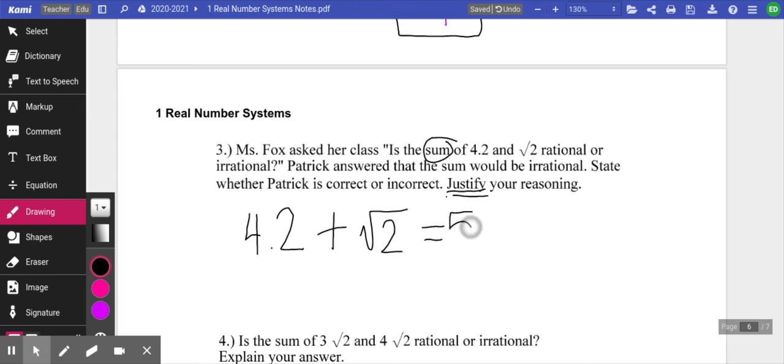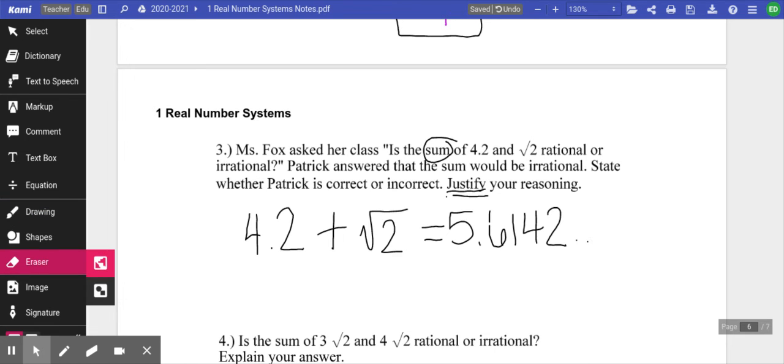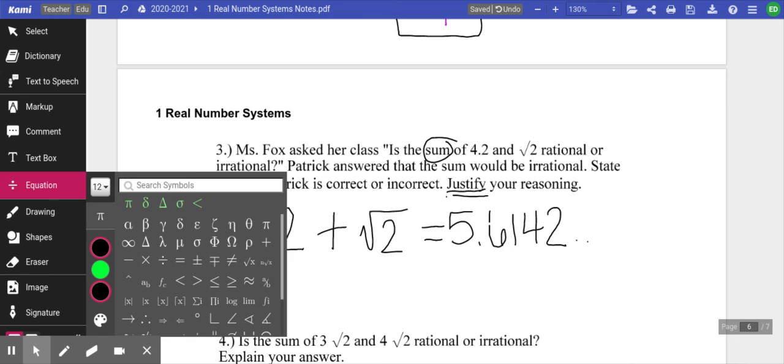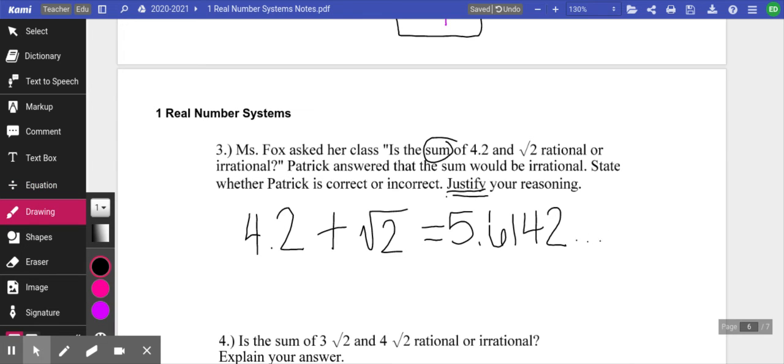And we get 5.6142... So again, this is a decimal that goes on forever, right? Doesn't stop, doesn't repeat. So is Patrick right that it's irrational? Yeah, Patrick is right. So we're going to say Patrick is correct.